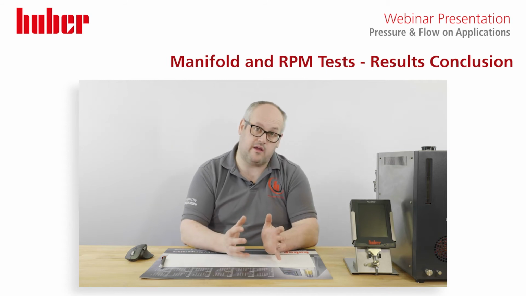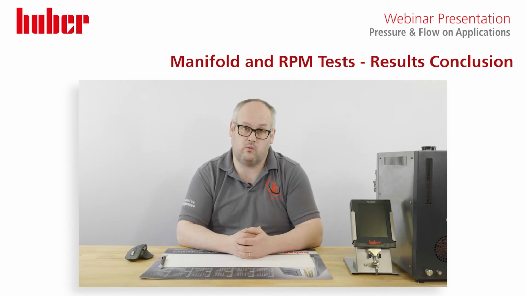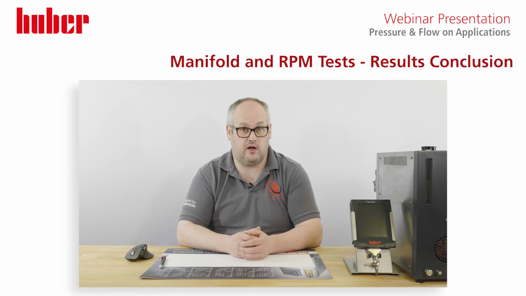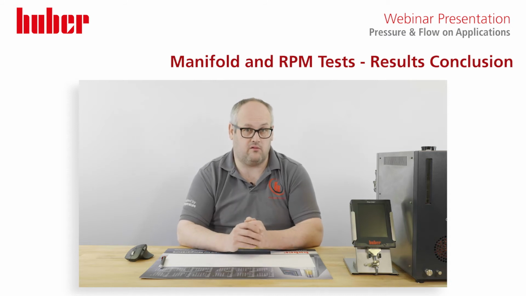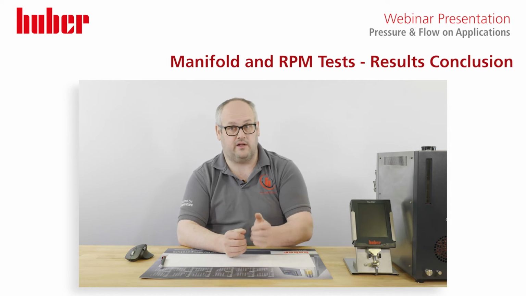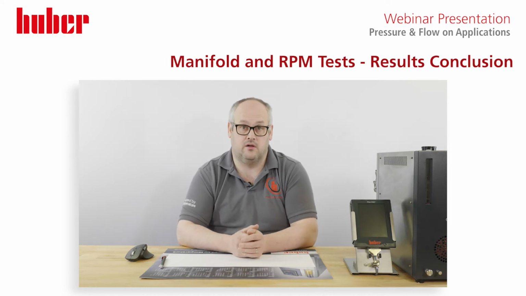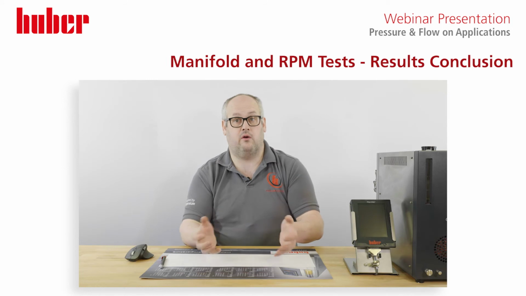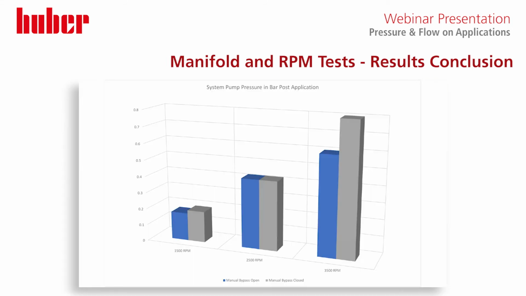If you remember back to the start of this webinar, I mentioned how we've got to look at pressure across an application. It's not really the pressure on the machine or on the inlet, it's on the outlet of your application that is key. So what we've done now is we've graphed our 1,500 RPM, our 2,500 RPM, and our 3,500 RPM onto one graph based on our pressure reading post application. And we've done this for both open and closed manifolds.